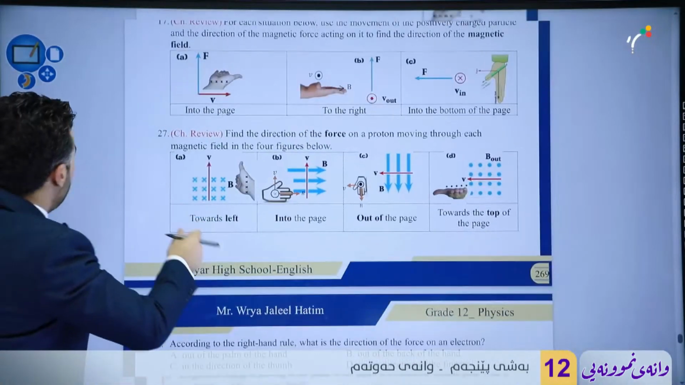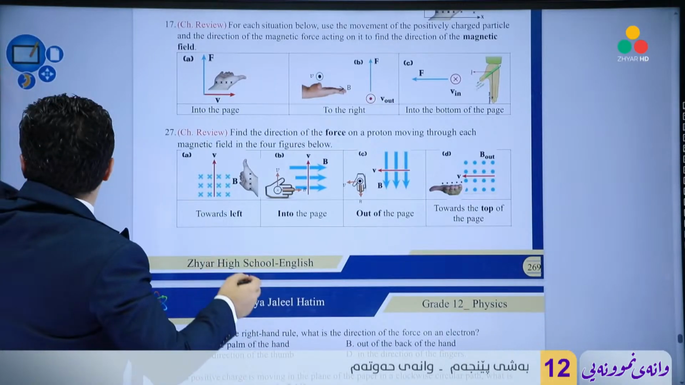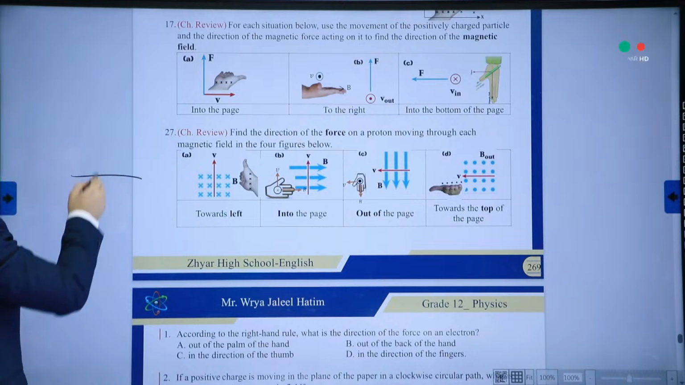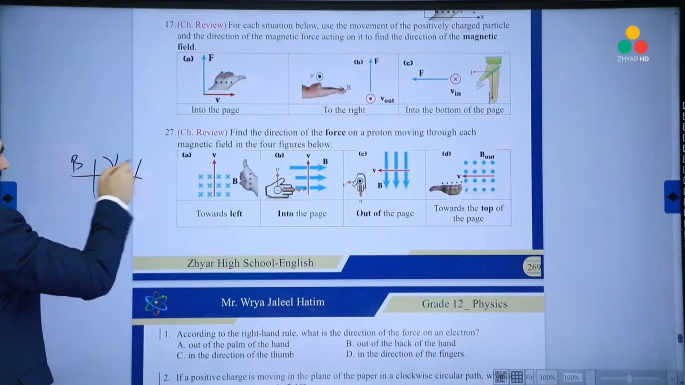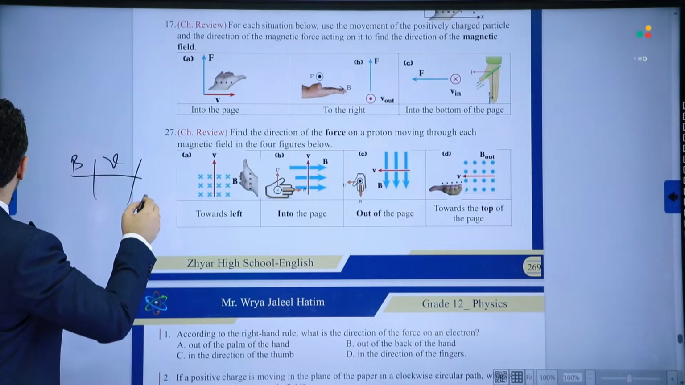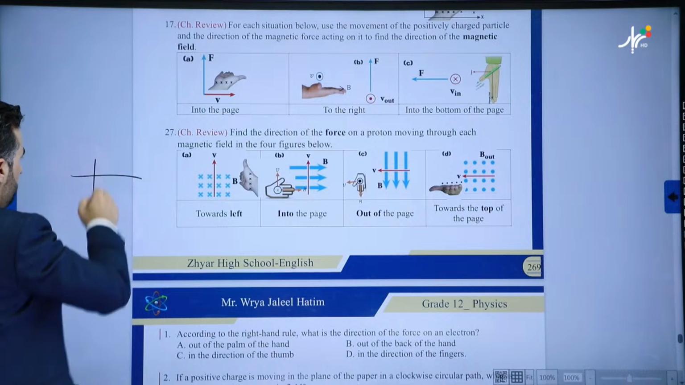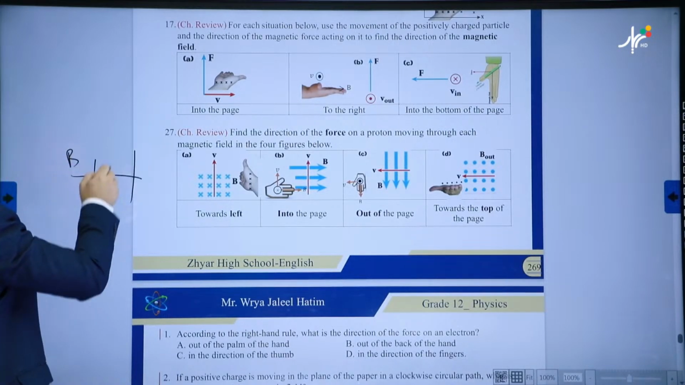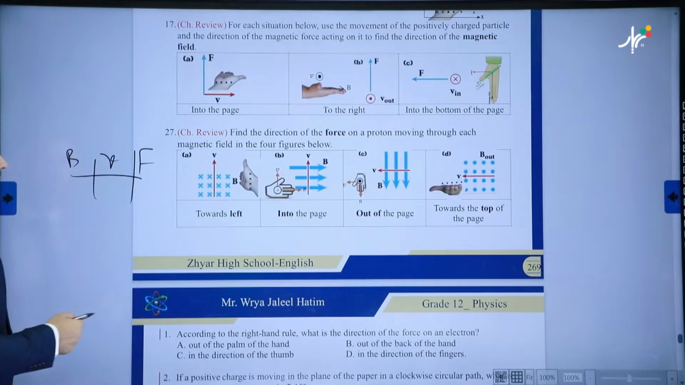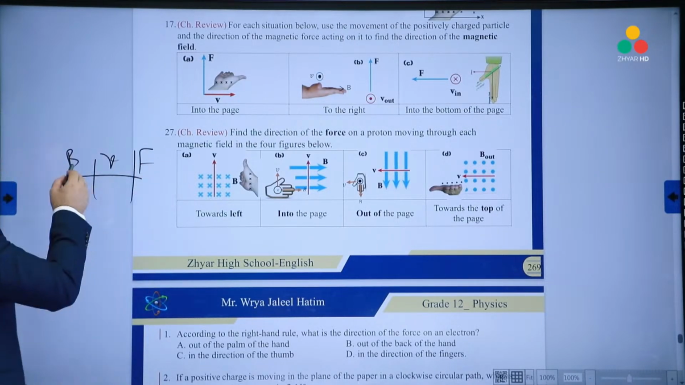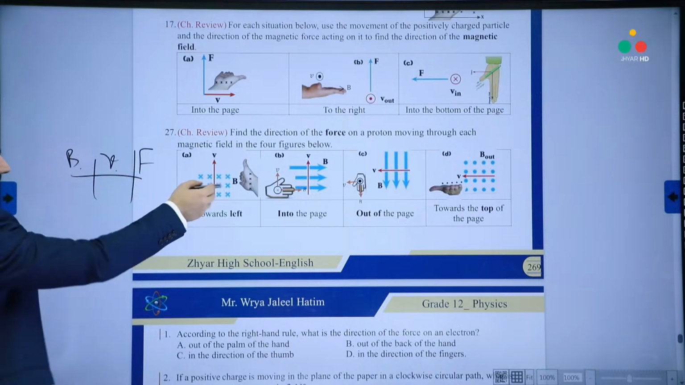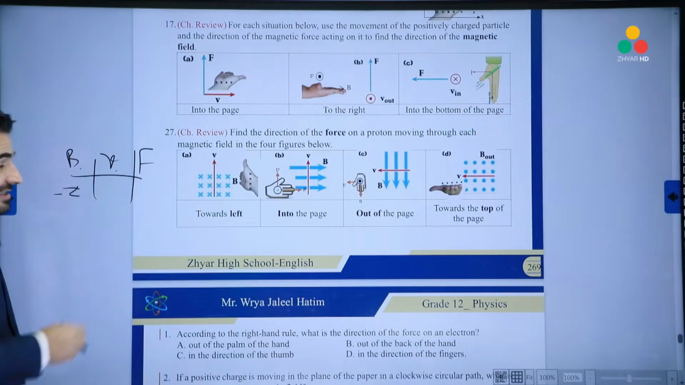Let me use this table again for this one here. So if we're going to use the coordinates x, y, z here, we have B, we have V, and of course we have F. Let's erase and make this one nicer. Okay. So we have B, V, and F as well, okay? That is the magnetic field, the direction of the velocity, and then this is the force. So you can see that it is into the page, that is negative Z, okay?